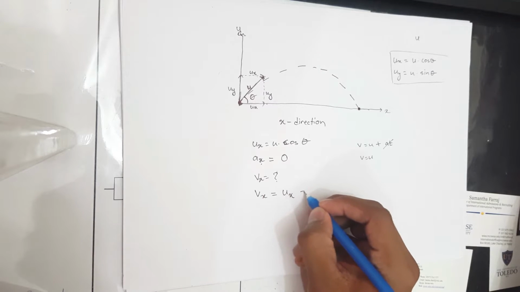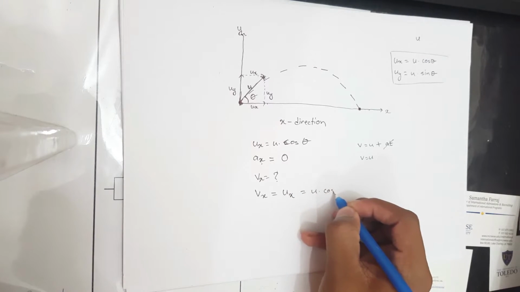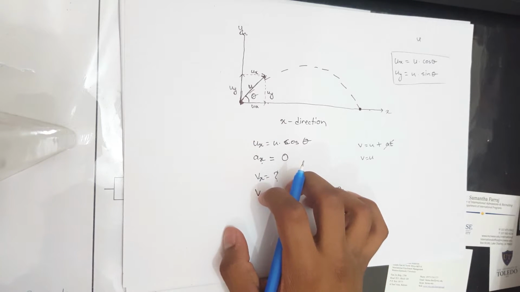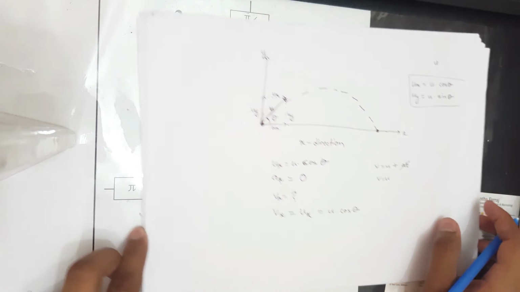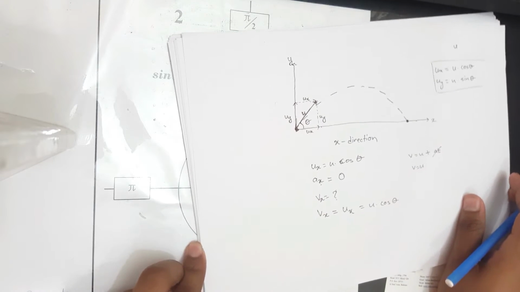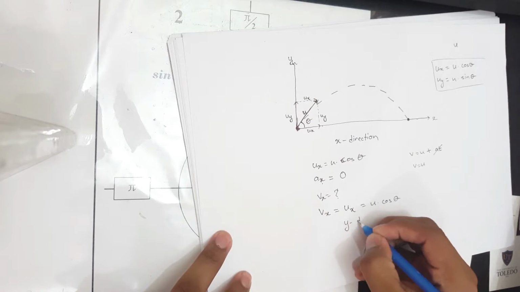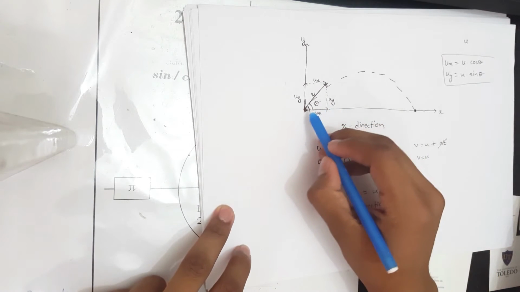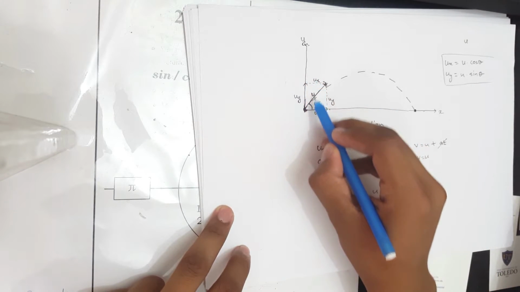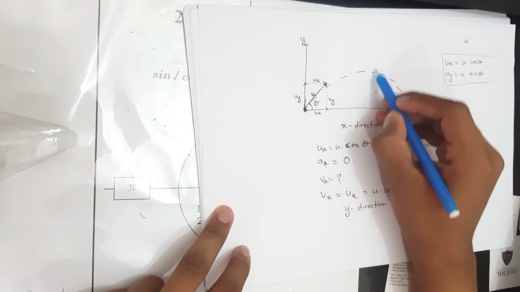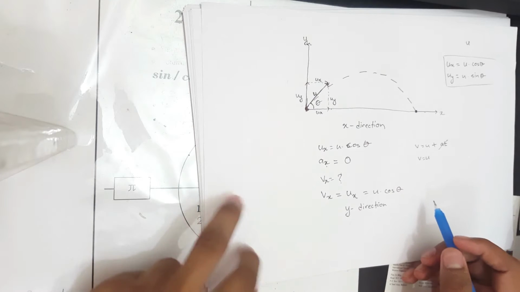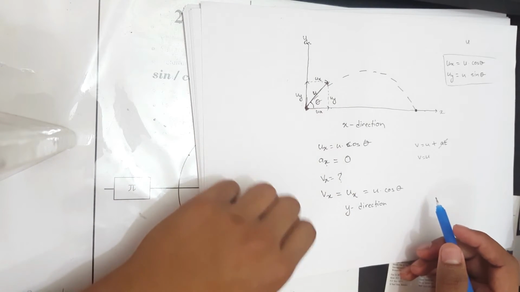So ux is u cosine theta. Again, this is the x directional formula. Alright, this is what we do in the x direction. Now let's talk about the y direction. This is a bit tricky. In the y direction, it goes up and comes back down. Isn't that what's happening? It goes up and comes back down if you're seeing from this perspective. So this means there is acceleration.